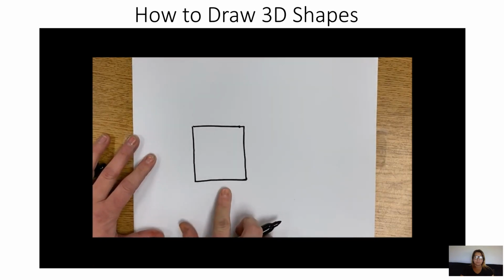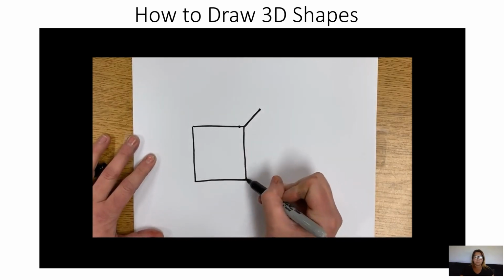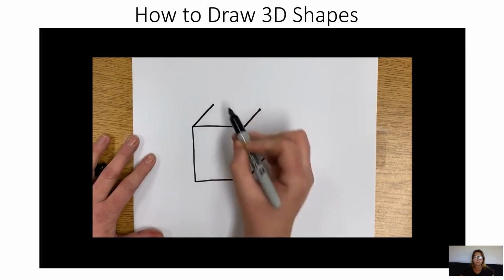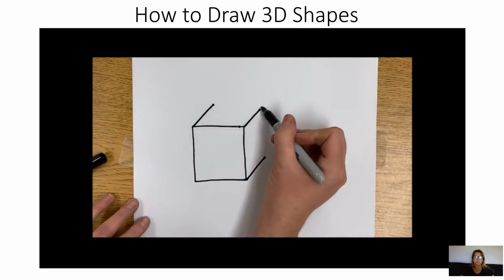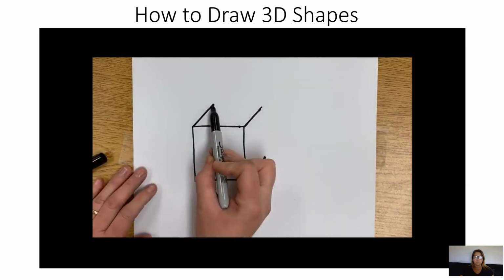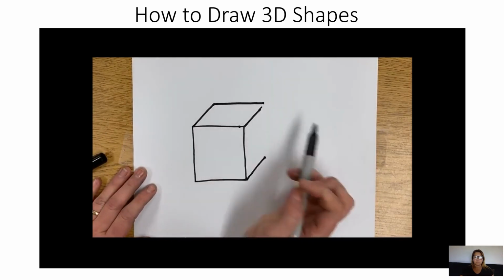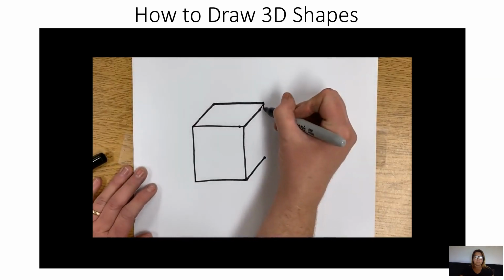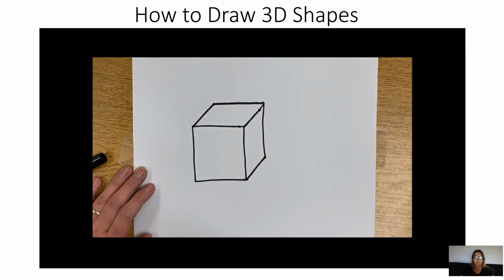So you start with a square, and then you're going to draw diagonal up and to the right, diagonal up and to the right, and diagonal up and to the right. They all need to go up the same way and be about the same length. Then I'm going to go from here to here, make sure it's perfectly horizontal, and if I need to match my lines up, that's okay. And this one is going to be perfectly vertical, straight up and down. And there I have my cube.